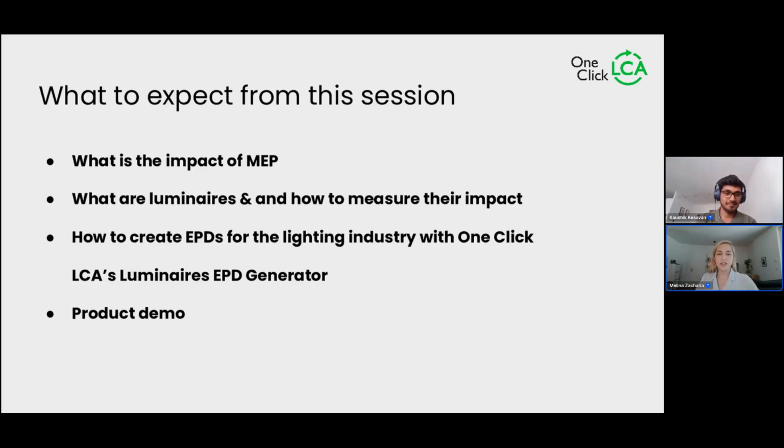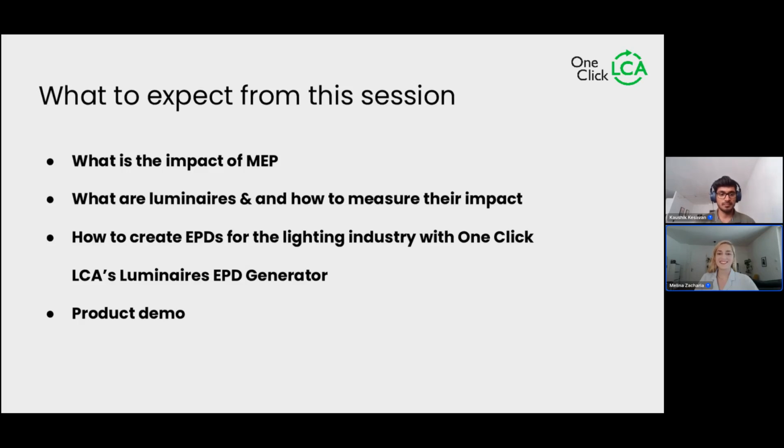And now let's drill down into what you can expect from today's session. We will talk about the impact of MEP systems. We'll talk about what luminaires are and how you can measure their impact, how you can create EPDs for the lighting industry using Click LCA's Luminaires EPD Generator, and then we'll have a product demo brought to you by Kaushik, where he's going to walk you through the tool. And if we have time at the end, we will do a short Q&A. So if you have any questions, please drop them in the comment section.